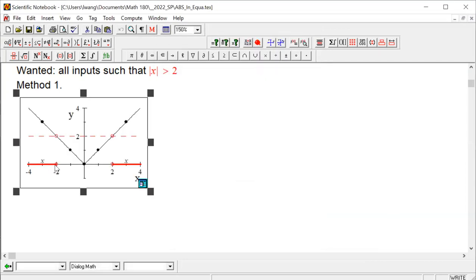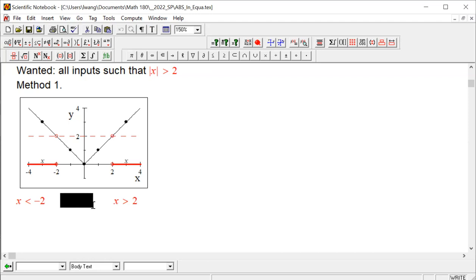Okay, so how do we express all of these numbers to the left of -2? Well, every number to the left of -2 is smaller than -2, so we will write it as x less than -2. On the other side, I see all the numbers to the right of 2, and those numbers can be expressed as x is larger than 2.